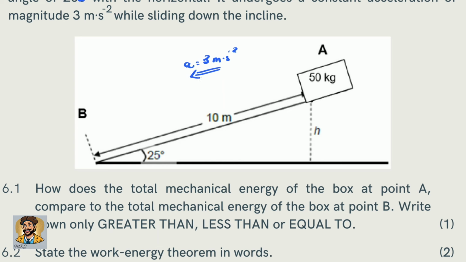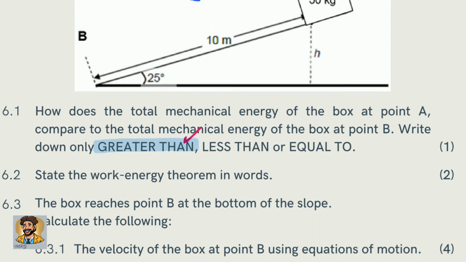Question 6.1: how does the total mechanical energy of the box at point A compare to the total mechanical energy of the box at point B? Write down only greater than, less than or equal to. The answer is greater than, and you get 1 mark for that. Now, why is that so? Because there is friction throughout the slide, so energy is being converted into another type. Mechanical energy is not conserved because there is friction. They don't ask you to explain.